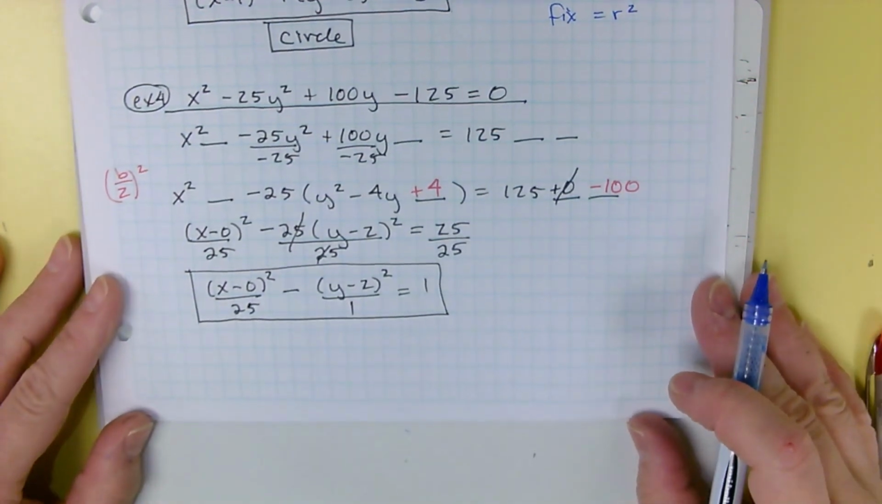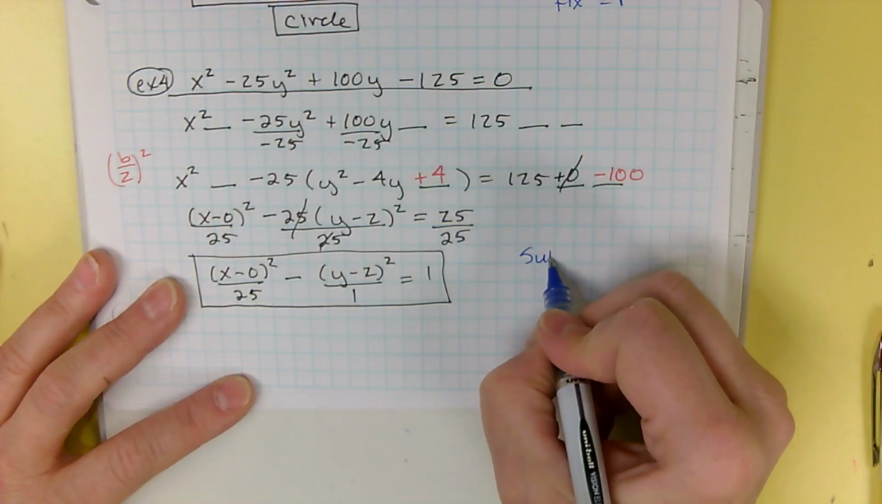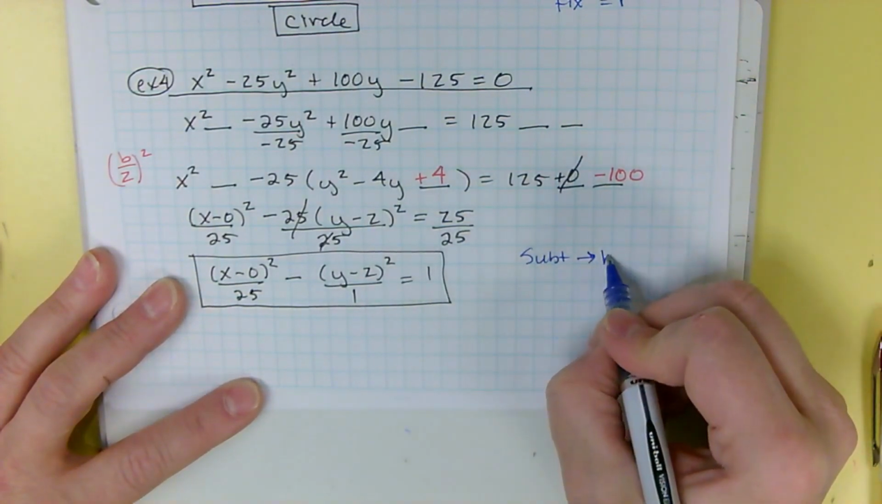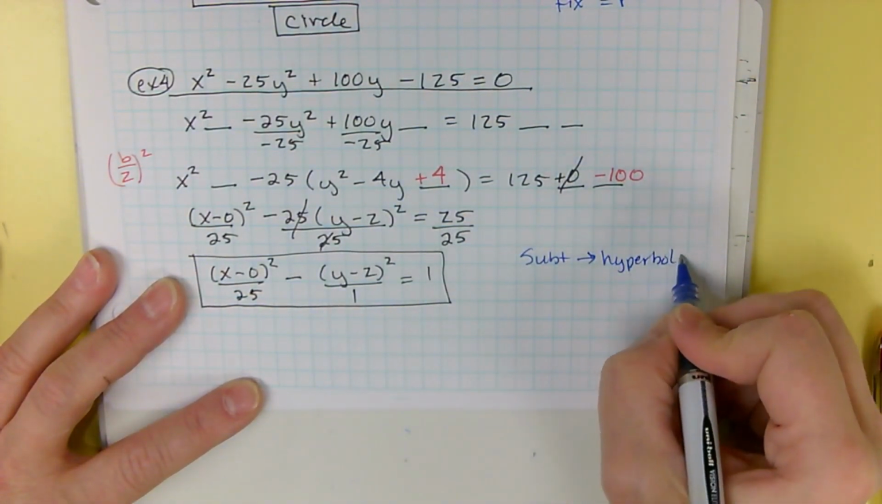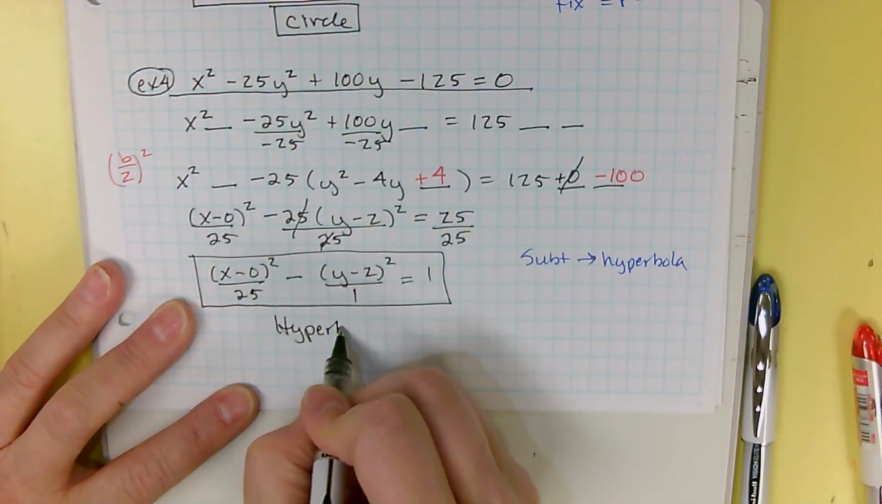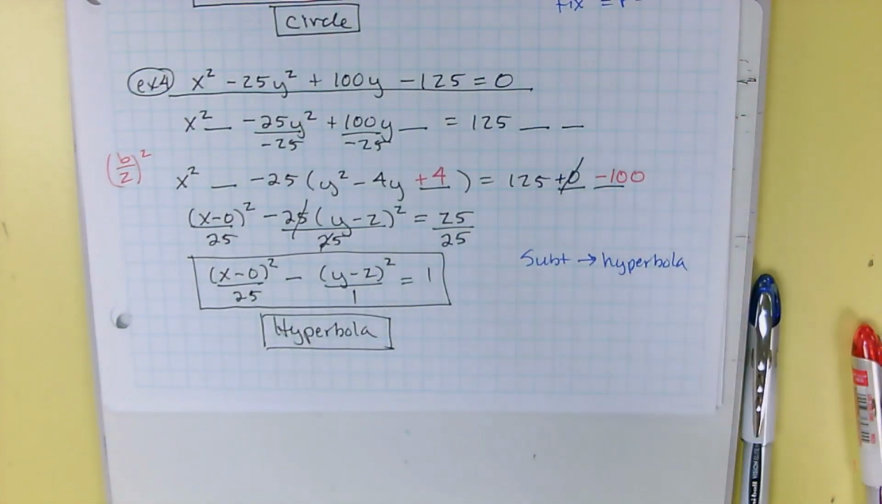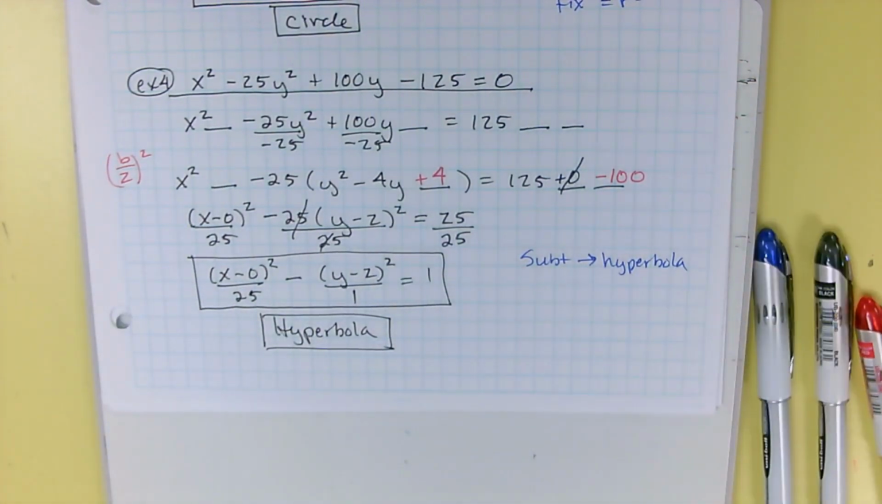Okay, so now here's where we ask ourselves, is it added or subtracted? It is subtracted, which means it is a hyperbola. And you are done. And you're ready to graph it if that's your next mission. Any questions?